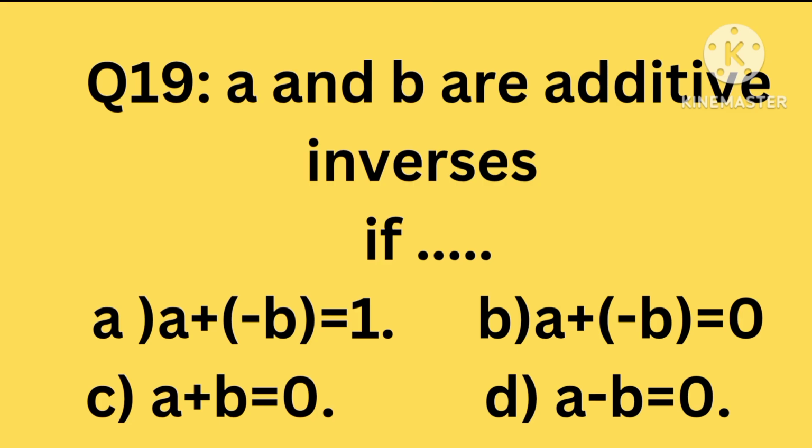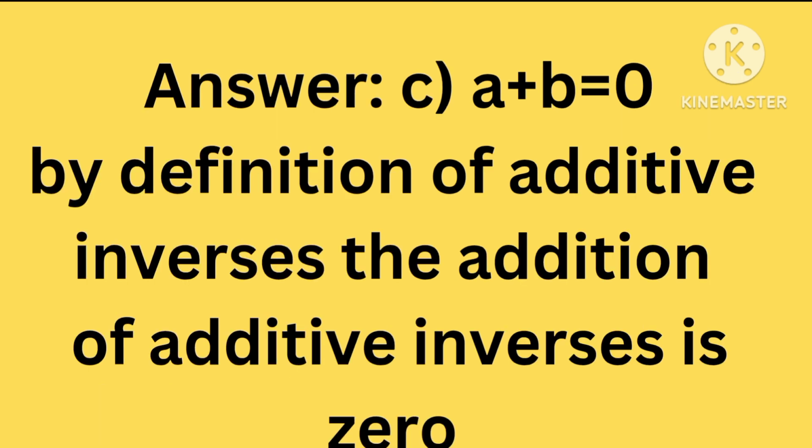19. If A and B are additive inverses, then A plus minus B is equal to 1, A plus minus B is equal to 0, A plus B is equal to 0, or A minus B is equal to 0. By definition of additive inverses, the addition of additive inverses is 0. So it means that A plus B is equal to 0.